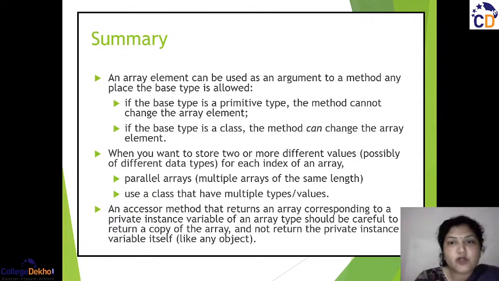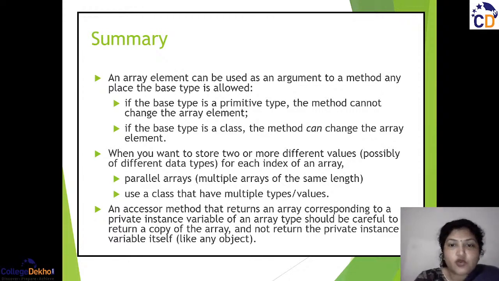An array element can be used as an argument to a method any place the base type is allowed. So we have understood int square brackets, right? If the base type is a primitive type, the method cannot change the array element. You cannot change it. That may be coming in the later points. If the base type is a class, the method can change the array element. So if it is a class, you can change the elements, but you cannot change them if it is defined as a primitive type.